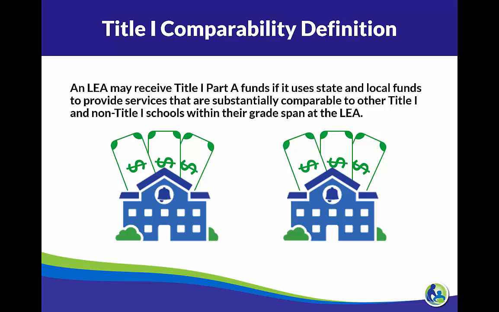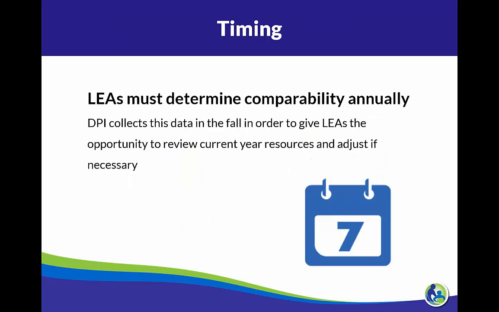Title I receiving schools should not receive less state or local funds because they receive federal funds. The Title I Comparability Report is an annual requirement for LEAs. The report must be completed in the fall because if the LEA finds that their state and local funds are not comparable, they need to make adjustments to their general ledger so that funds to schools become comparable. Beginning in the fall of 2017, the Title I Comparability Report will be available in WISE grants.